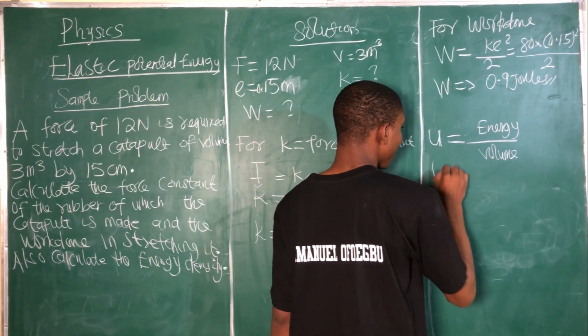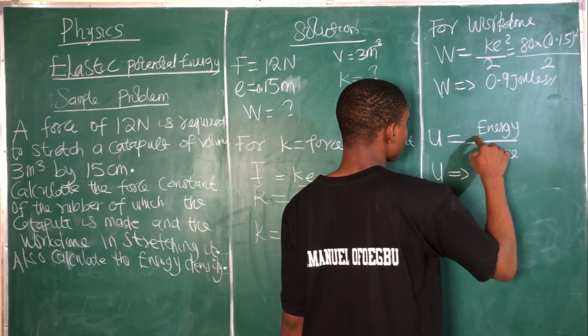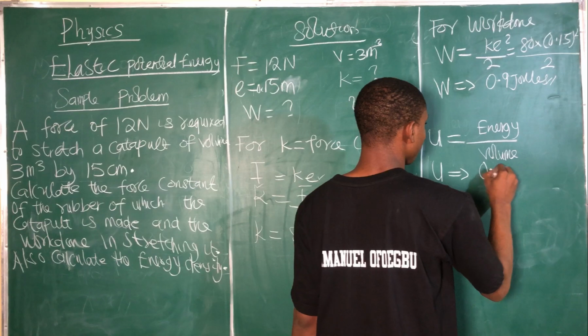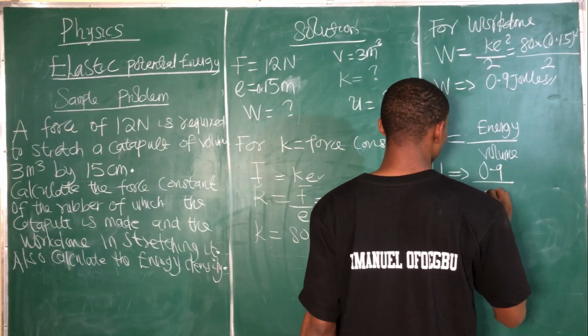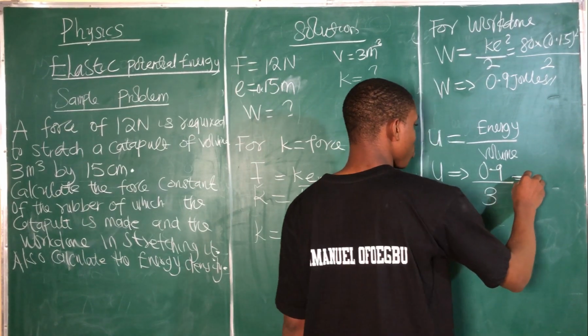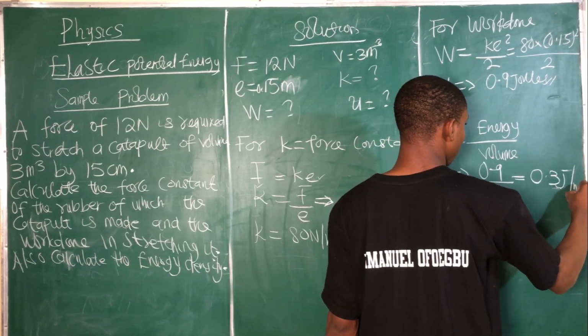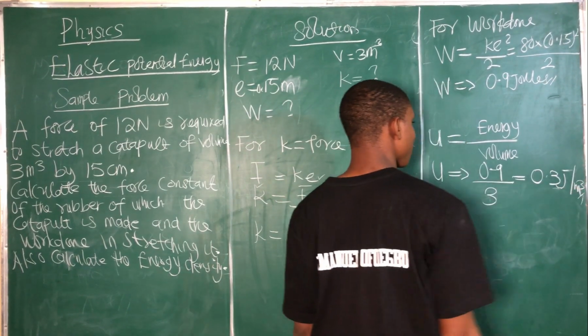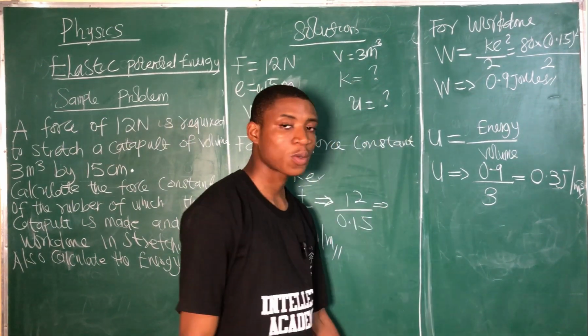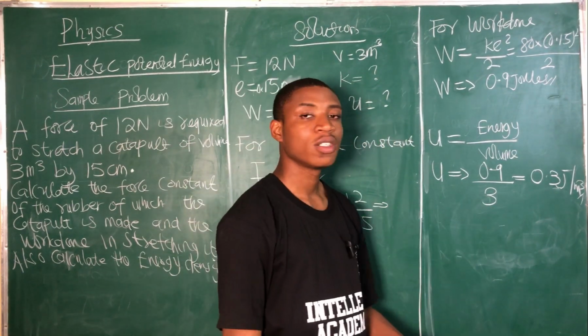So therefore, we have our energy density as 0.9 divided by the volume 3. So therefore, this becomes 0.3 joules per meter cube. So there is the concept of energy density.